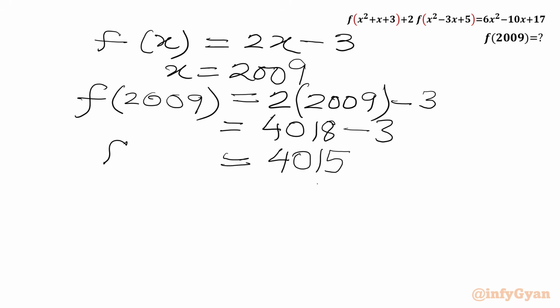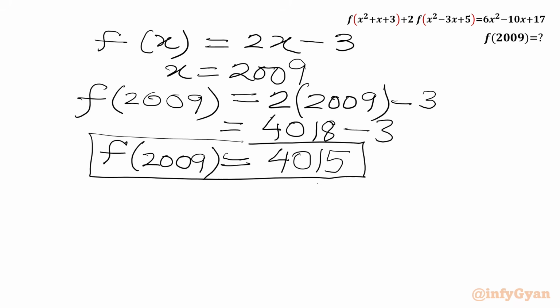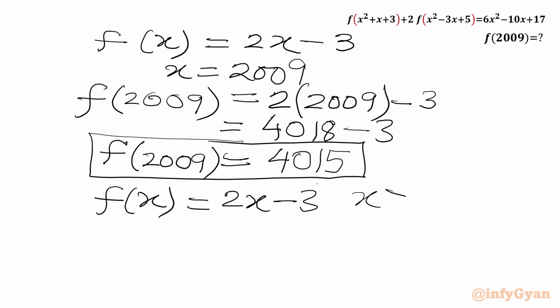So I can write here our answer: f of 2009 would be 4015. And if we write f of x, then I can write f of x equal to 2x minus 3 for x greater than or equal to 11 over 4.